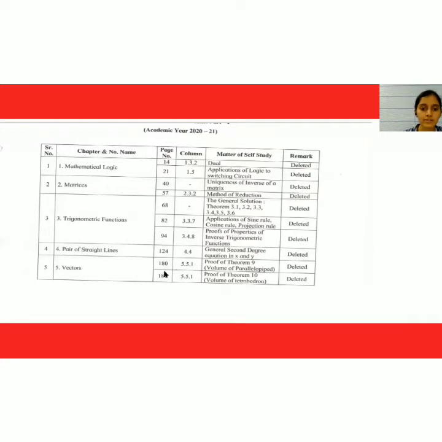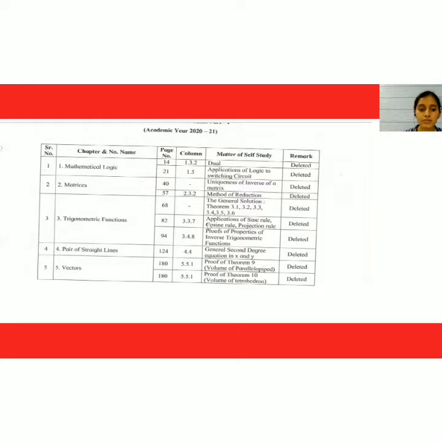That is vectors. Now in vectors, 5.5.1, proof of theorem 9 and proof of theorem 10. See, again, they've mentioned it very clearly, proof of theorem 9 and proof of theorem 10. That means I need to know what the theorems are. Statement of 9 and statement of 10 is important. Only the proof is deleted. Sums related to them are not deleted, they are included, we have to study them. Only the proof of theorem 9 and theorem 10 will be deleted, that is, will not be asked as a question in your paper.